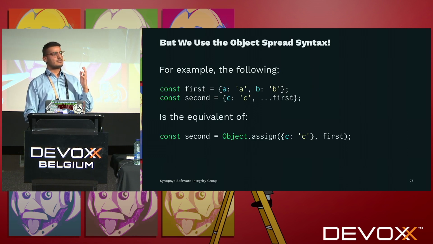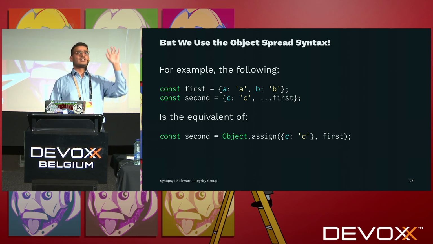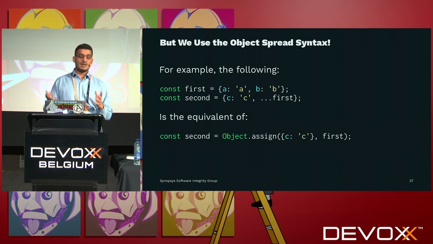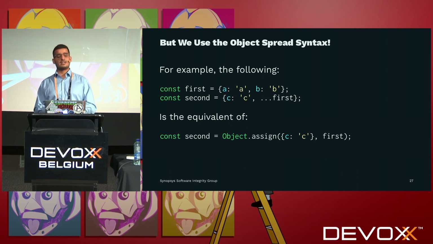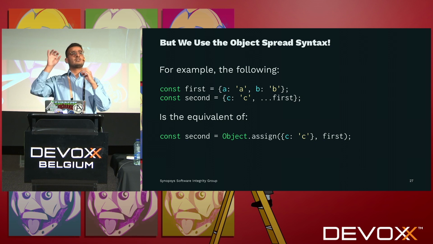And so how many people have used this ES2016 object spread syntax? Okay, cool. So everyone seems to be familiar with it. So you might say, actually, I'm using this object spread syntax, and that's fine, right? The object spread syntax is essentially the equivalent of doing Object.assign and passing in this other object, and so it merges it. But this is different to what's called a deep merge, where you're taking not only the properties, but also the base properties of an object.